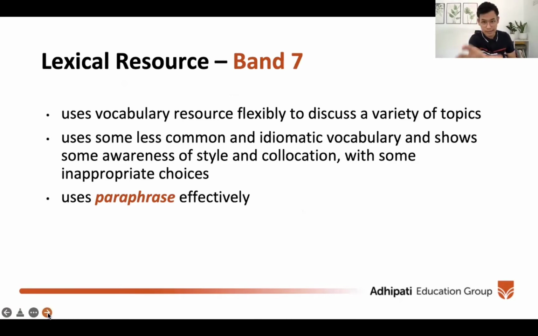You can read what is written on my screen, and you will probably notice the one that I highlighted in red, which is paraphrasing. Regardless of the test that you are taking, if it is an English proficiency test, you cannot escape from paraphrasing. Paraphrasing is compulsory in all English tests. In the IELTS, of course, it's mandatory. If you do not paraphrase, then it is likely that you will not receive high scores.